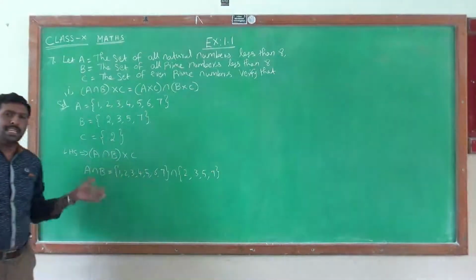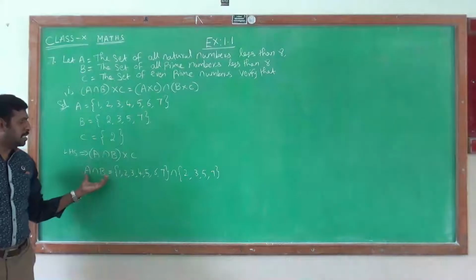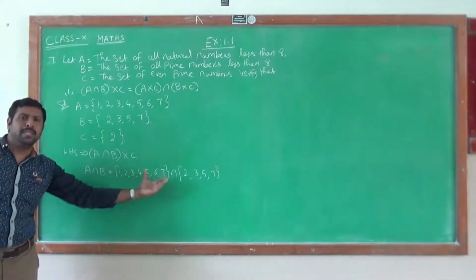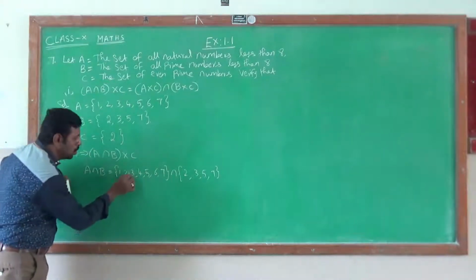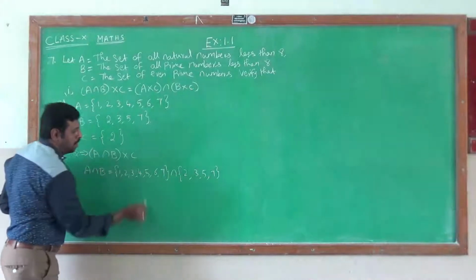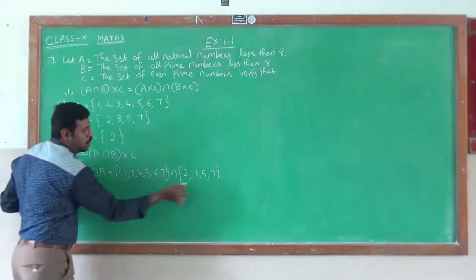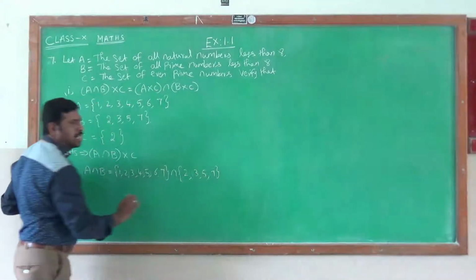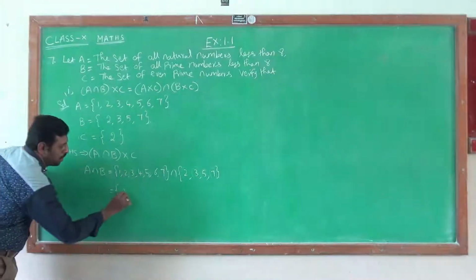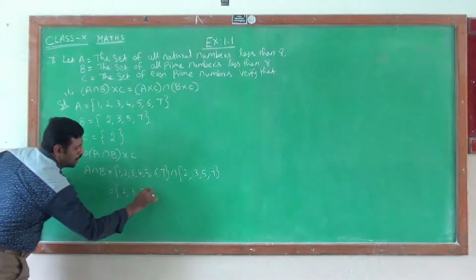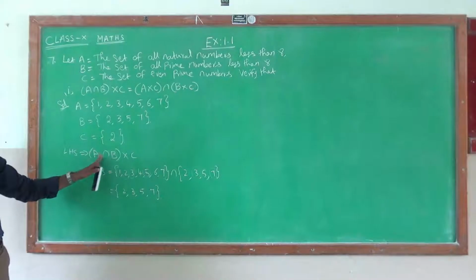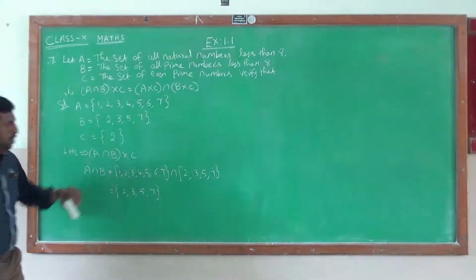First we want to find the intersection of A and B. Intersection means we want to find the common terms between the two sets. Here 2, right, 3, 5, 7. 2, 3, 5, 7 is common between the two sets. So the elements are 2, 3, 5, 7. This is A ∩ B. Now we want to find (A ∩ B) × C.